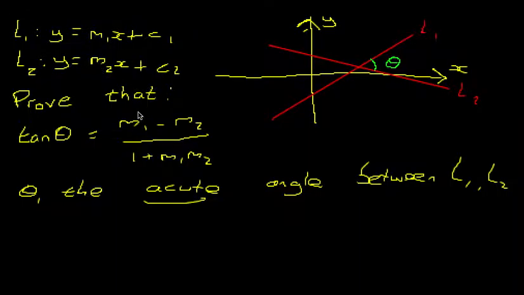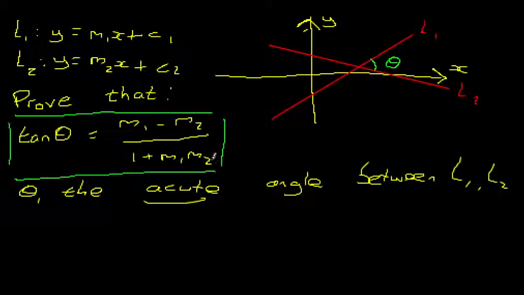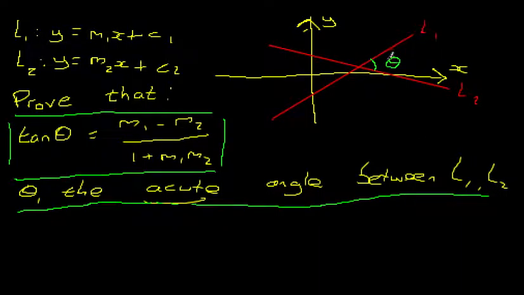Okay, so this question is more about coordinate geometry, and in particular how gradients of lines relate to the tangent function. In this question we have two lines, L1 and L2, with different gradients and different y-intercepts, and we want to prove this formula for the acute angle between them, where m1 and m2 are the respective gradients of the lines, and theta is the acute angle between L1 and L2, as labeled here.